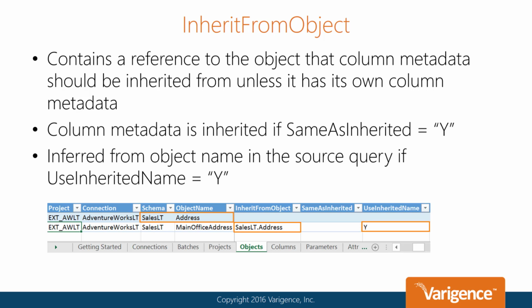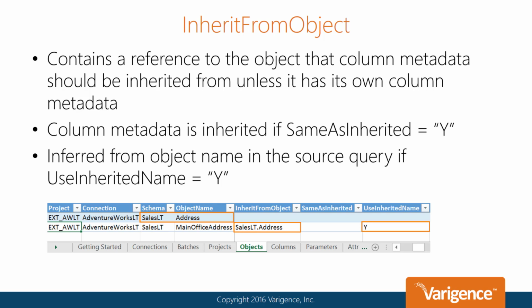If we were to set the same as inherited flag, we would actually be inheriting all of the column metadata, unless it is also additionally defined. If you think about it as a context, and we'll do this in a demo shortly, I can have a table that has 10 columns. Let's just say sales LT address has 10 columns, and if I were to set the same as inherited, I would inherit those 10 columns' metadata, unless for one or two of those columns I define its own metadata if I want to override the default metadata.